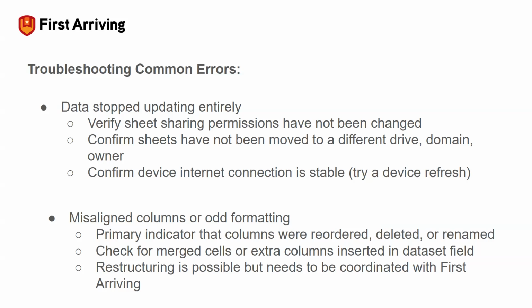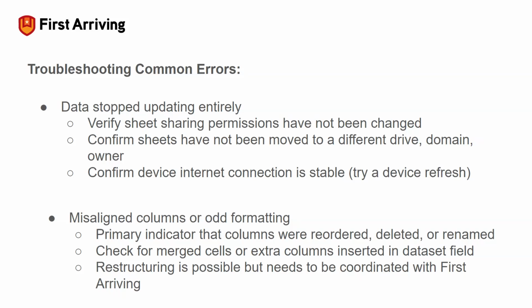Good time to try a device refresh from the admin panel to clear, and you might want to also think about clearing any cache data on your computer to make sure that you're not instituting some kind of an issue there. If you have misaligned columns or strange formatting, this is one of the most evident pieces of somebody changing a column. So this is almost always an indication that something has been deleted, renamed, or reordered within the sheet itself without coordinating with our support team.